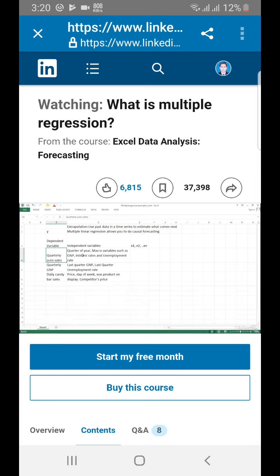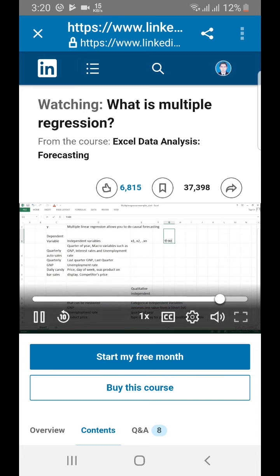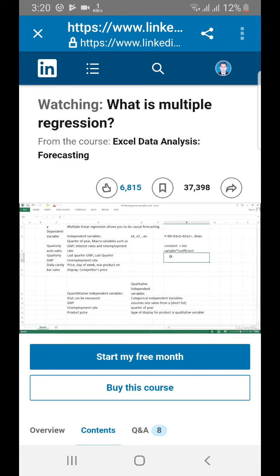What are some other independent variables I could use to predict quarterly auto sales? You might want to include the third quarter of the year. That we've been talking about a lot here.